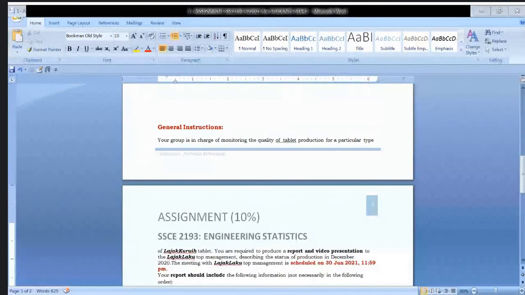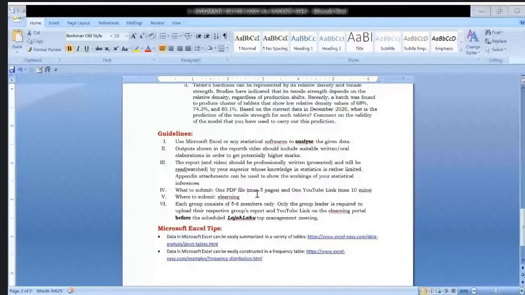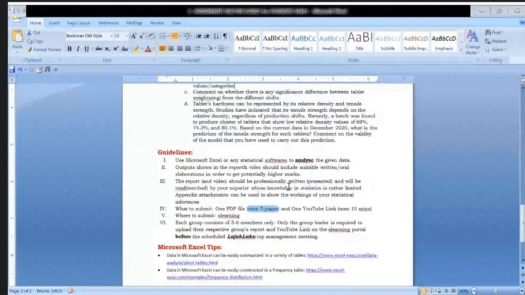Okay, this is the general instruction. The mark is 10%. You submit on 30 June. You must follow this guideline. Just a maximum of 5 pages. Any question? Later you can read the assignment.